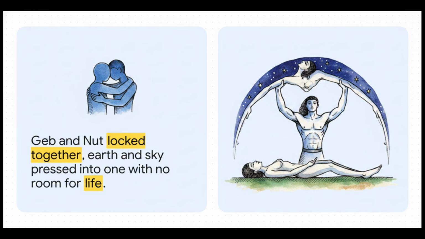So to fix this disaster, Shu, remember he's the god of air, must physically intervene. This leads to the Great Separation. Shu forcefully steps right between his own children, pushing Nut the sky high upwards and pressing Geb the earth firmly downwards.